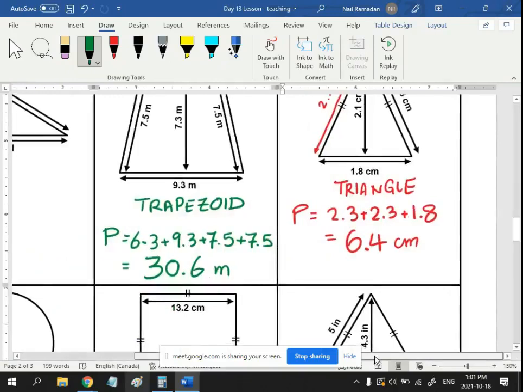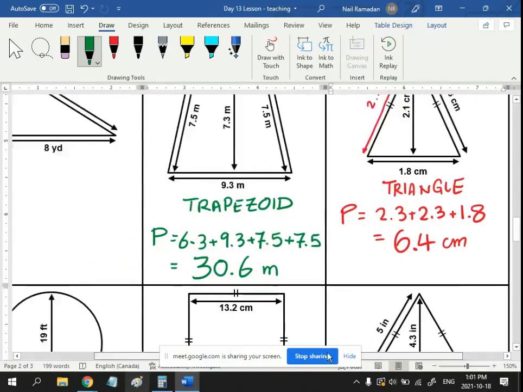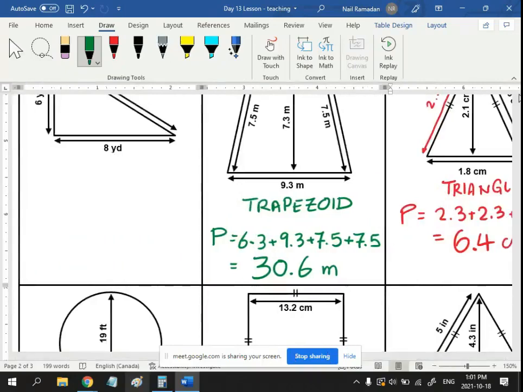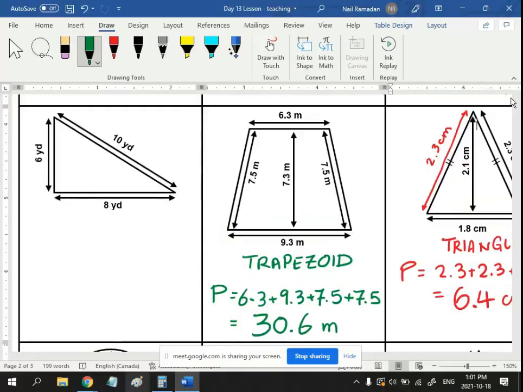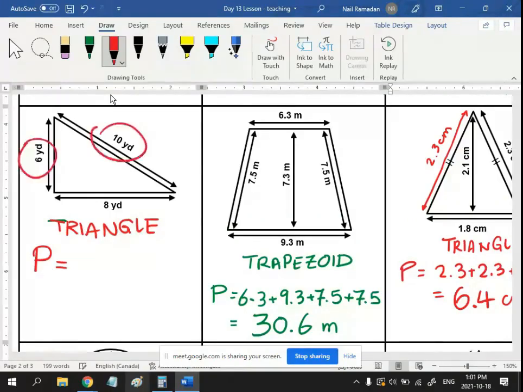What shape is this one? Triangle. I gave you all the sides. You just have to add them up. P equals, doesn't matter which one you start with. I'll start with this, add this, and then finish with this one. So you don't need to put the circles.